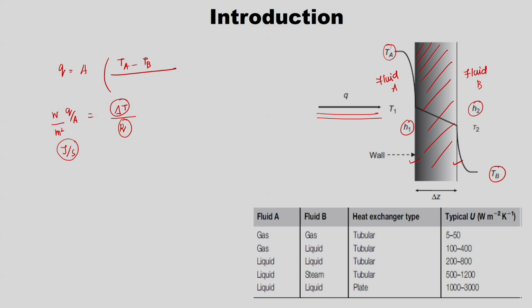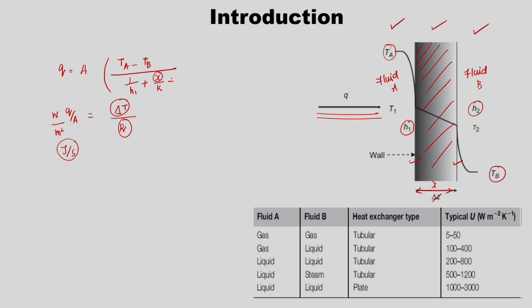So, I basically have 3 resistances, one on the fluid A side, another in the wall, and another on the fluid B side, right. So, I can combine them: 1 upon H1, because H is nothing but a heat transfer coefficient, and resistance is 1 upon conductance. Then your conductive resistance is nothing but x upon k, where x is the thickness of the wall, okay. So, that I am taking as x.